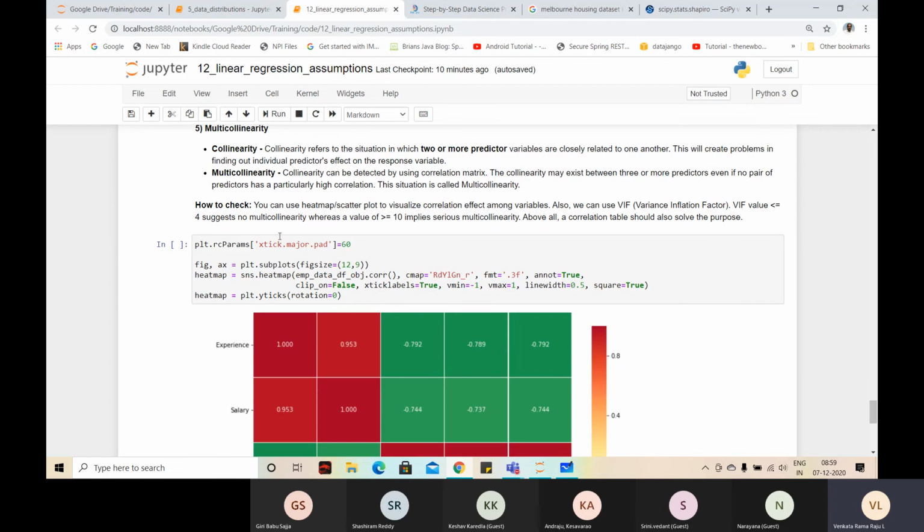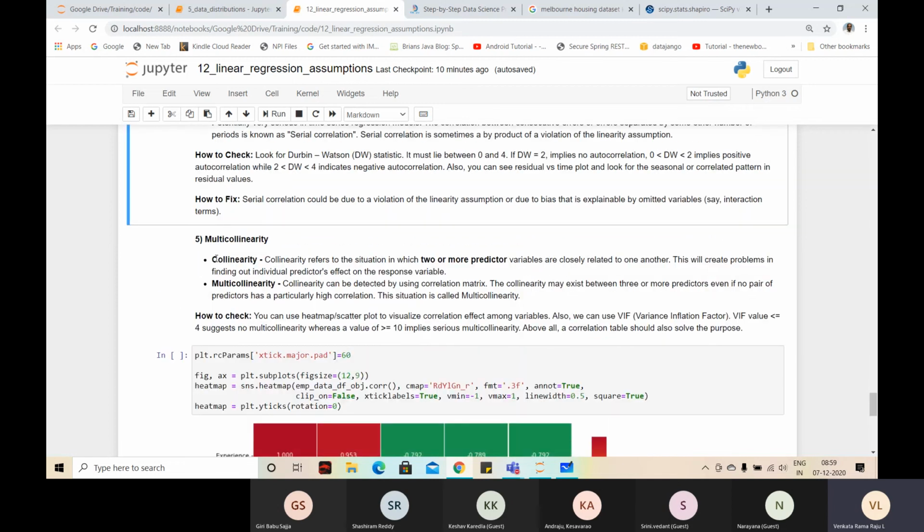Okay, and then the next concept is multicollinearity. Correlation is between two columns. But if there is a correlation between more than two columns in the input data, then you call it multicollinearity. What is expected? Between input variable and output variable, you should have correlation, right? Do you agree? That we agree, right?